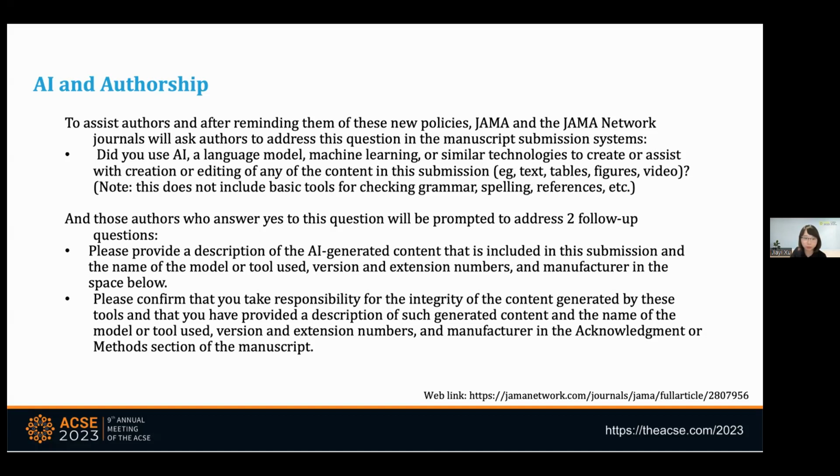The first one is: please provide a description of the AI-generated content that is included in this submission and the name of the model or tool used, version and extension numbers, and manufacturer in the space below. And the second one asks authors to confirm that they take responsibility for the integrity of the content generated by these tools, and that they have provided a description of such generated content and the name of the model or tool used, versions and extension numbers, in the acknowledgement or methods of the manuscript.